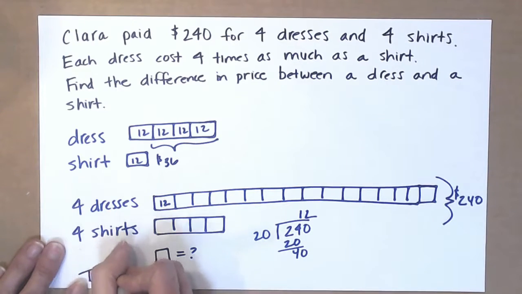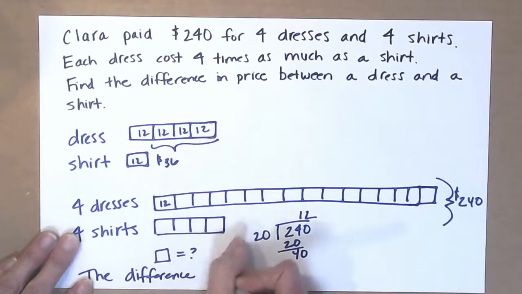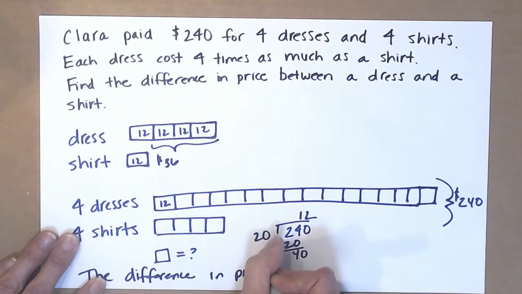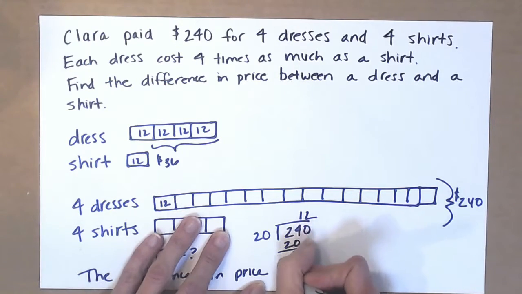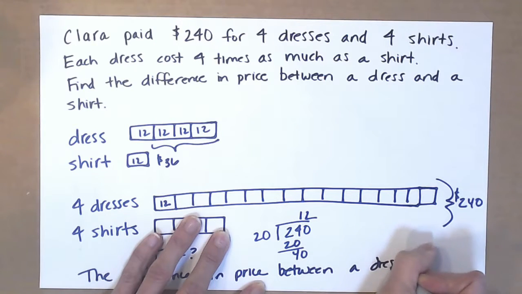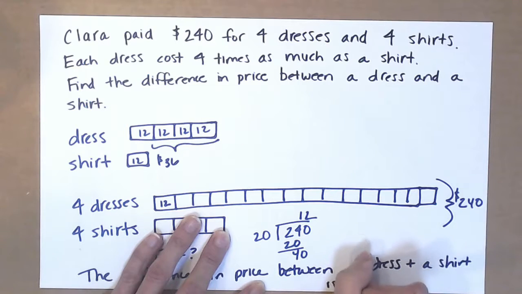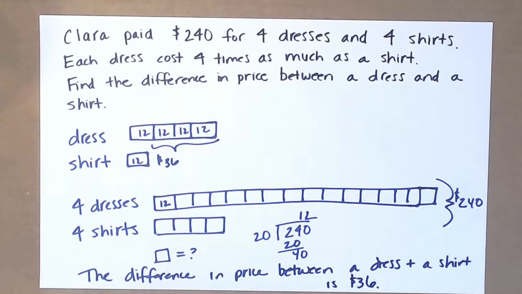So let's write it out. The difference in price between a dress and a shirt is $36. And that's the answer. Now you can work on the third problem on your own.